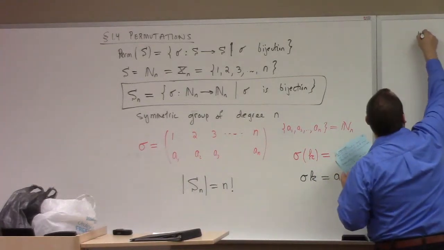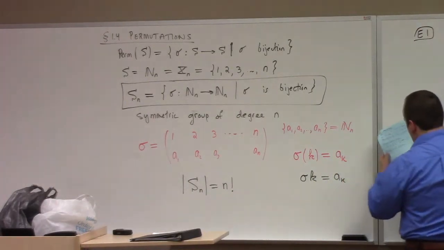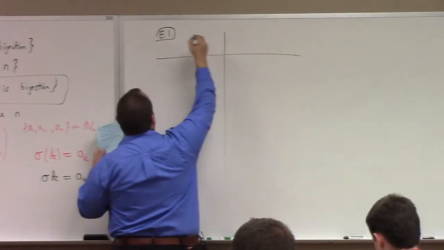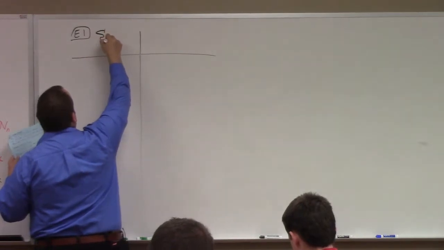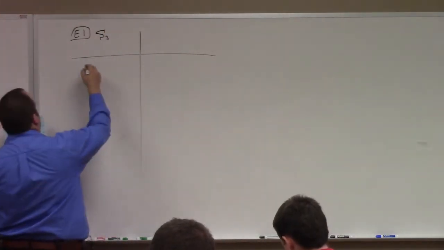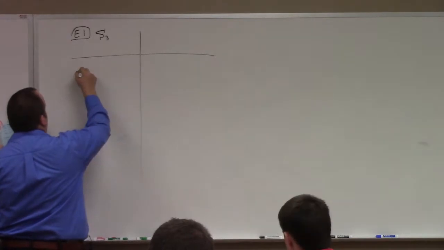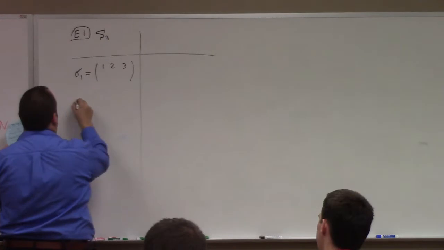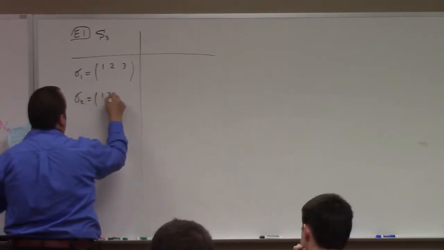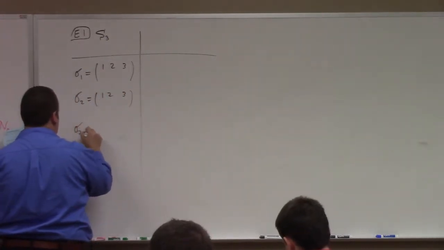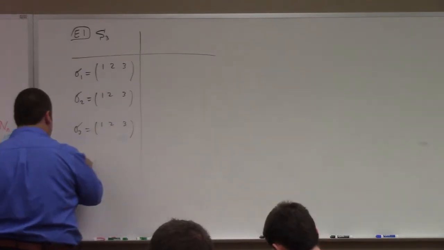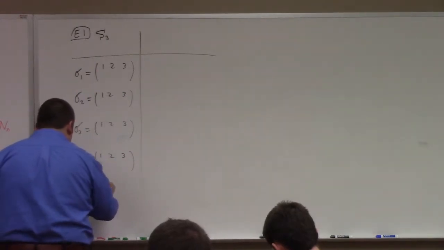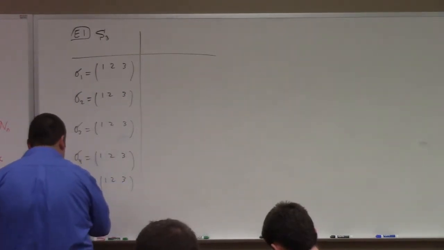Example 1, and you should leave yourself a little bit of room here because I want to add to this example. Here we're going to talk about S3, a very important example. It is the simplest non-abelian group. Sigma 1 sends 1, 2, 3 to, sigma 2, sigma 3, I'm just doing half of it, sigma 4, sigma 5, sigma 6.